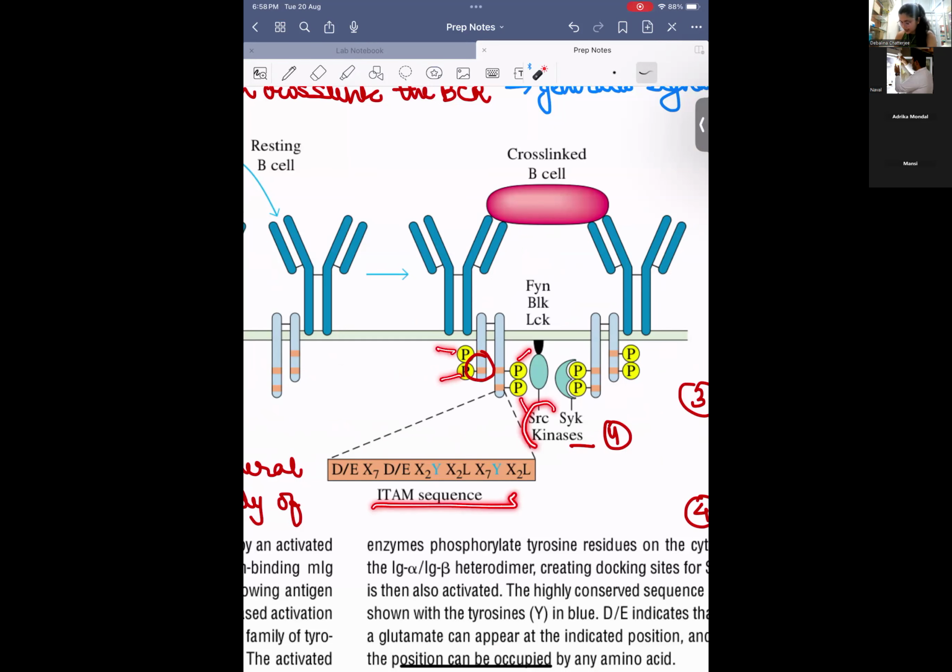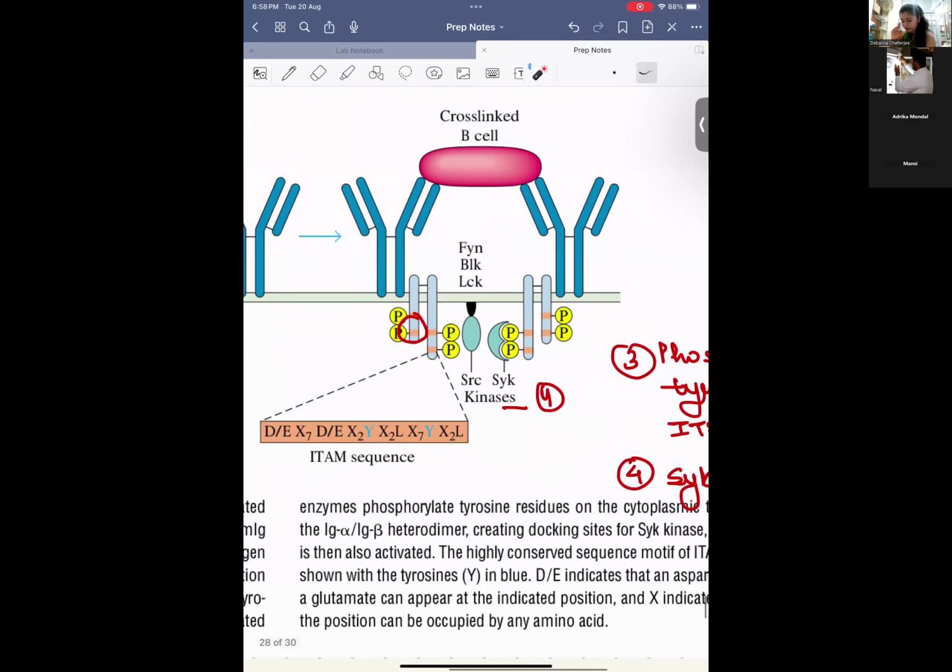So this is the SRC kinase that gets stationed when this cross-linking happens.